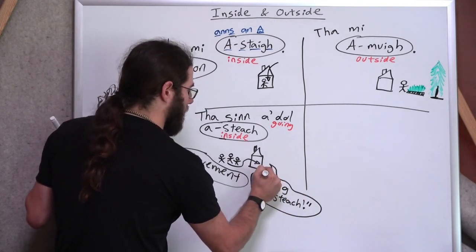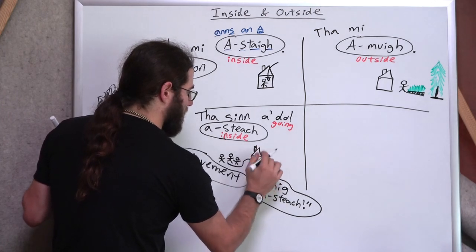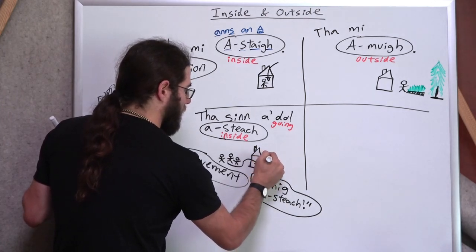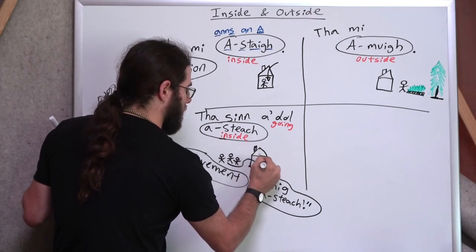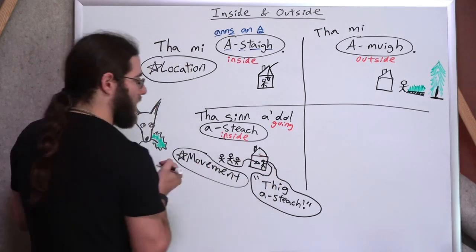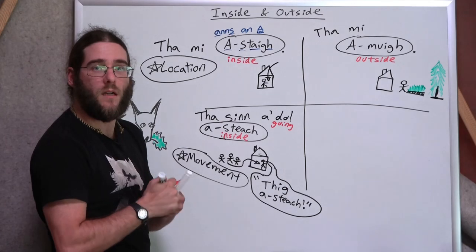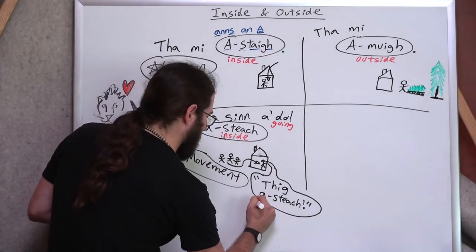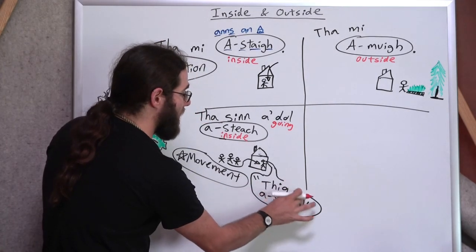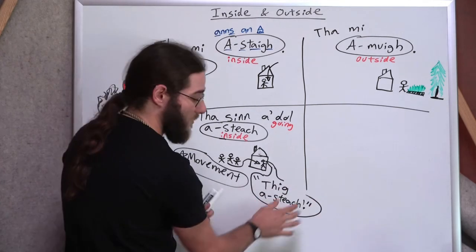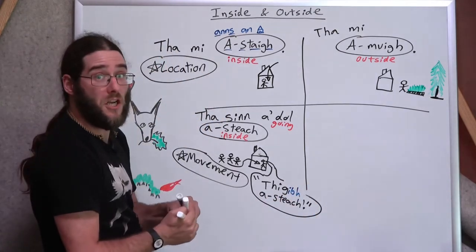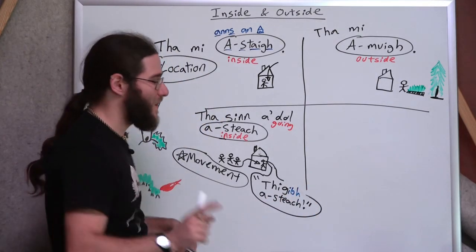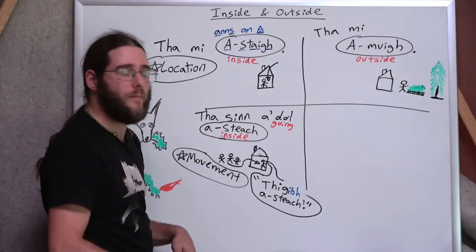And we'll have a person here. Person inside. So that's what they're saying. Hic a stiach. They're saying, come on in, come on in. But if we're talking to 3 people, we're going to have to make this plural. If it's just one person, hic a stiach.